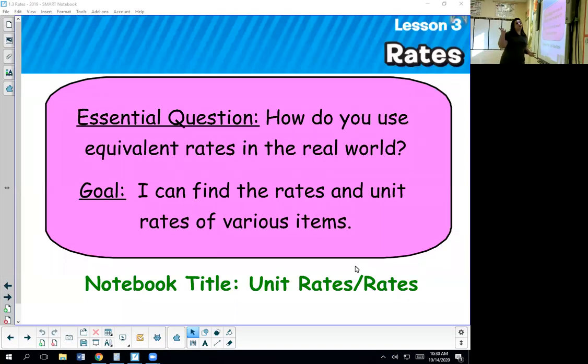Good morning. Today we're going to talk about rates. Rates are things that you actually do see a lot, like how many dollars you pay per gallon, miles per hour, things like that. So we're going to find rates and unit rates of various items. So that is our goal.